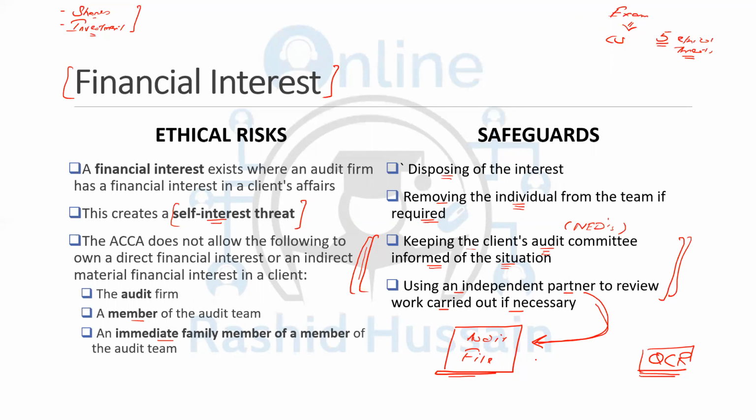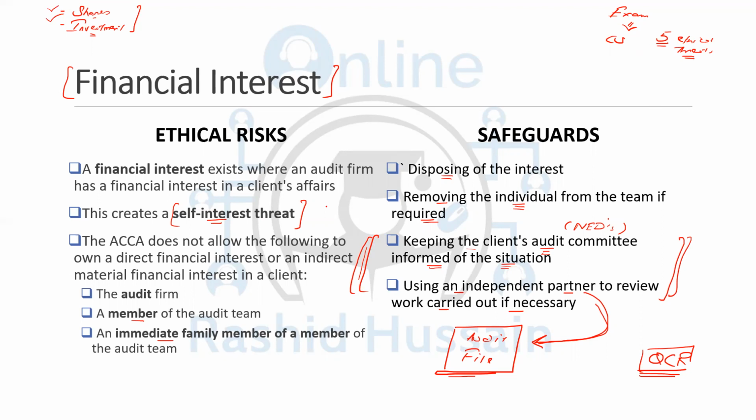So first of all, we have the financial interest. Now, what is financial interest? What sort of financial interest are we talking about? Financial interest means when you have shares or an investment in an audit client. So financial interest in the form of shares. For example, the audit manager has shares in the audit client, or the audit firm itself has shares in the audit client, or an investment. Which threat does this give rise to? This gives rise to a self-interest threat.